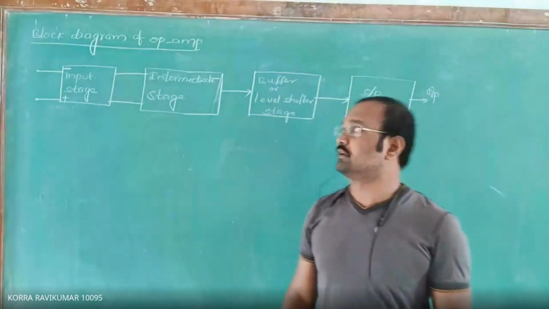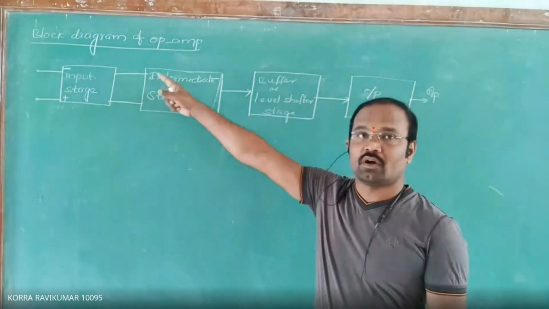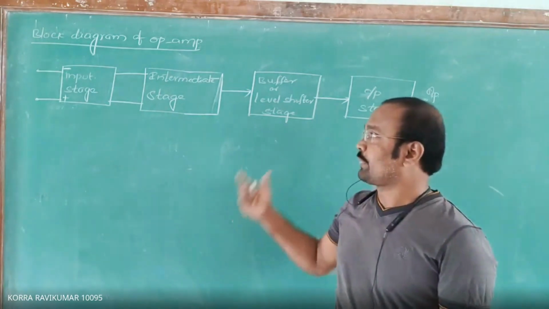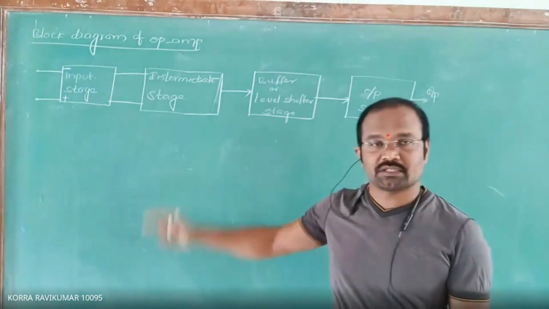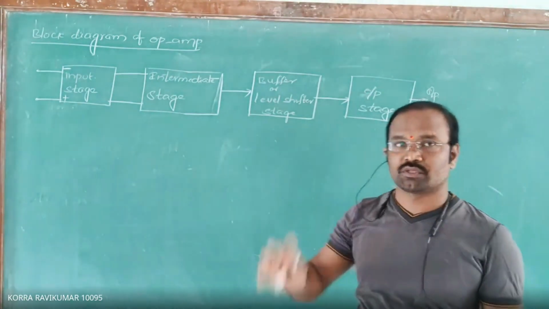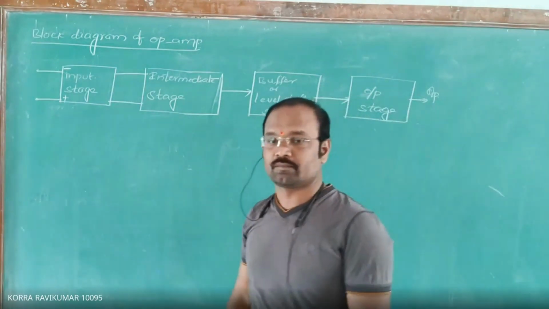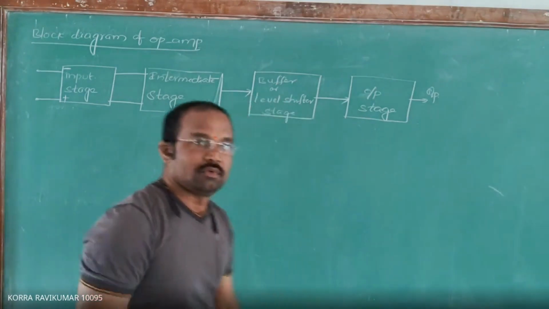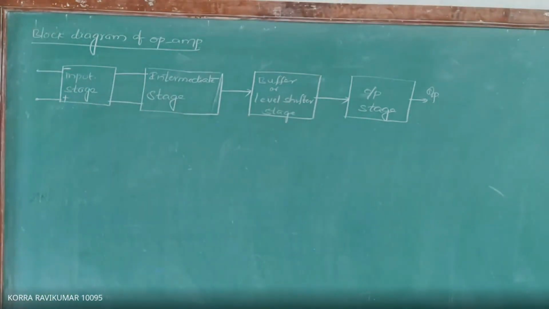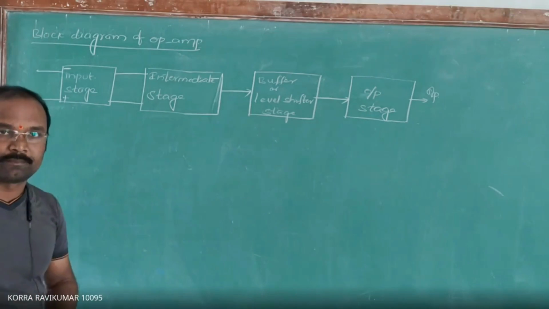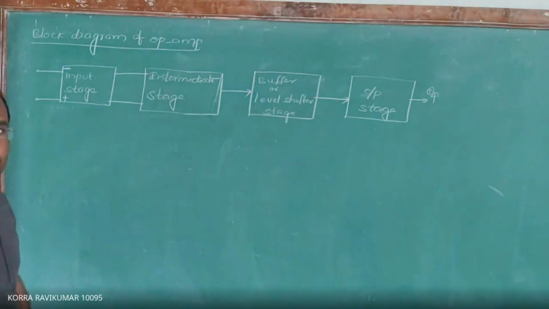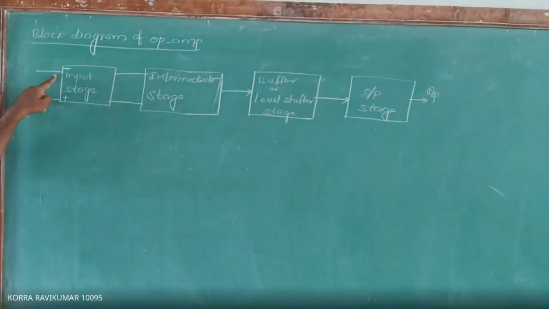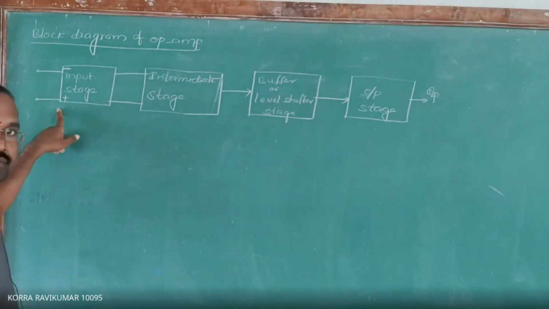The topic is the block diagram of OPAMP. Here, the block diagram of the operational amplifier consists of a total of 4 stages. In that, the first stage is the input stage, with 2 inputs, inverting input and non-inverting input.